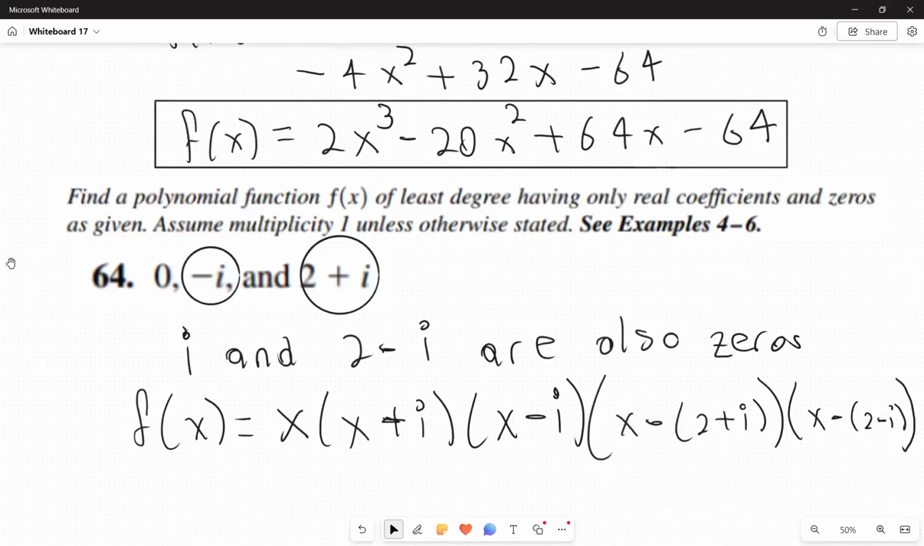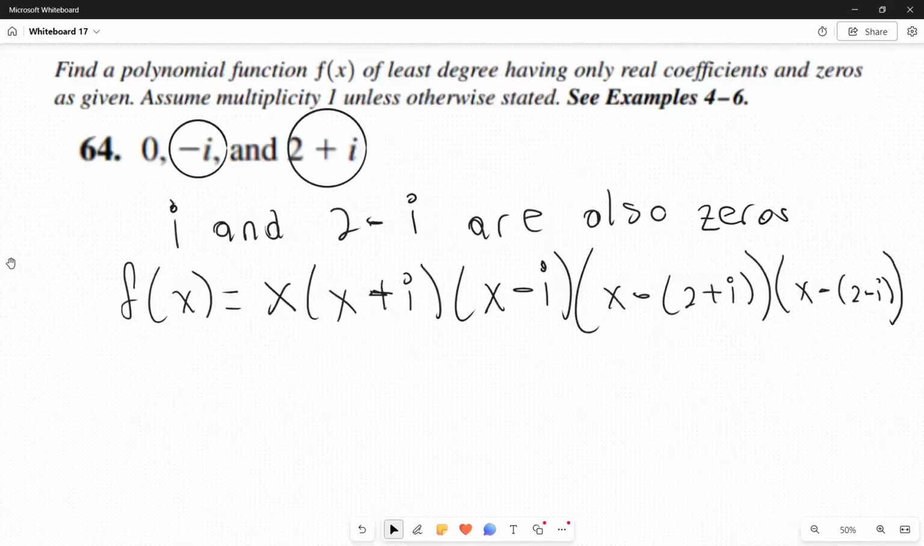Unfortunately, my MATLAB is not going to accept the answer like this. It must be a polynomial with having only real coefficients. Okay, so we have x. Then x minus i times x plus i. This is the product of a sum and a difference. So this is x squared minus i squared. If you remember the section about complex numbers, i squared is going to be -1.